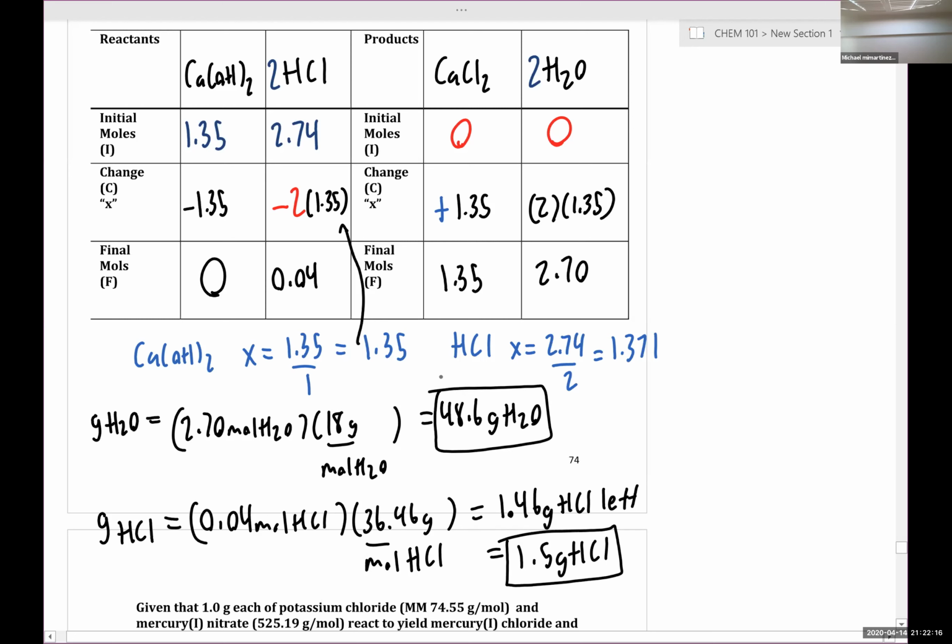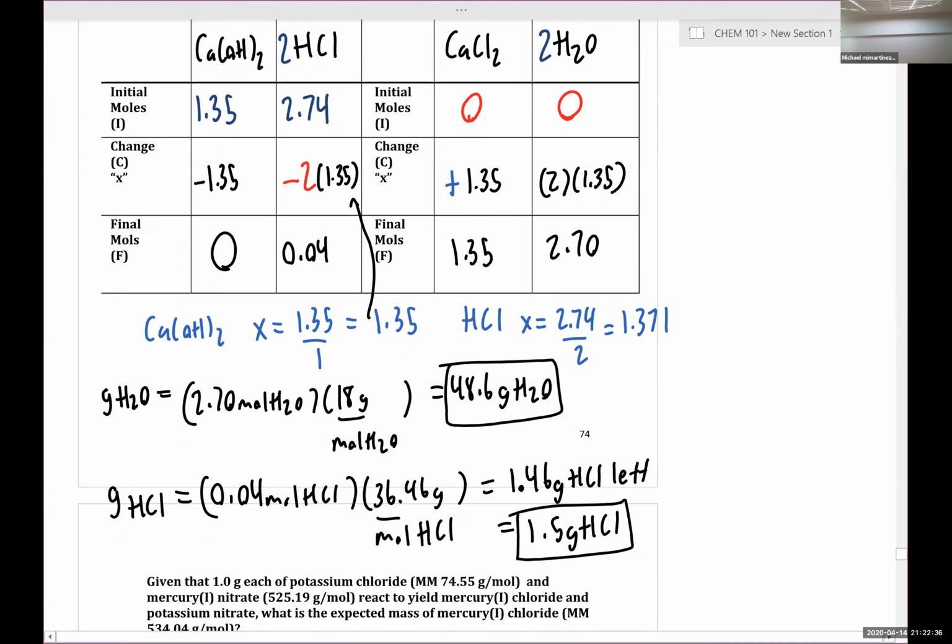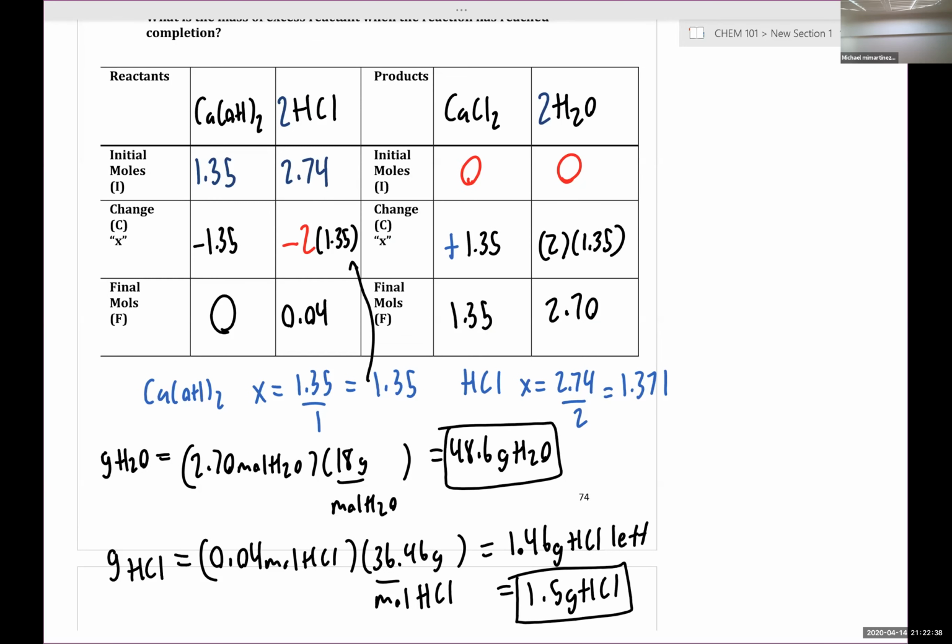So this is really the power of the ICE table, in that it allows you to efficiently calculate the final mass of products and reactants simultaneously. Are there any other questions on this example that I can address at this time?